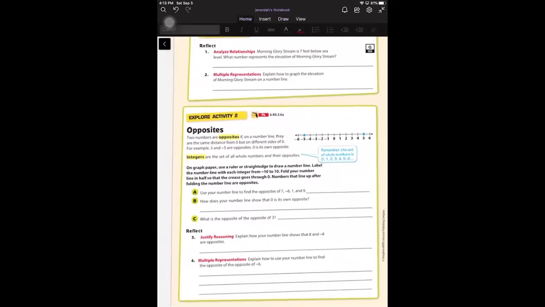Okay. Analyze relationships. Morning Glory Stream is 7 feet below sea level. So let's get our markers out. We know that sea level, we can say SL stands for sea level. So SL is sea level.